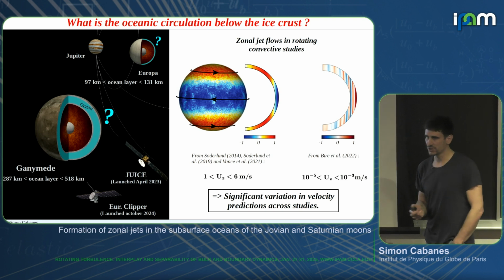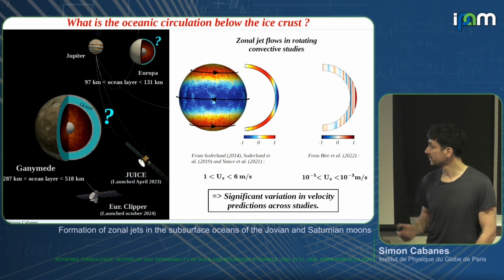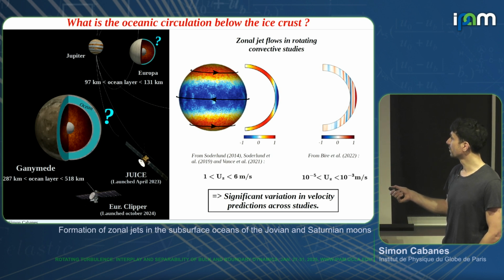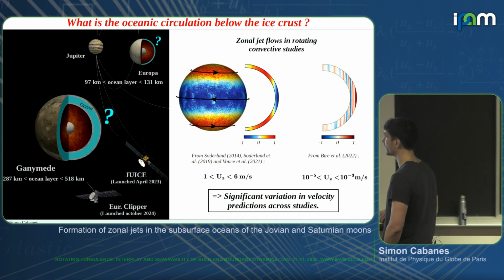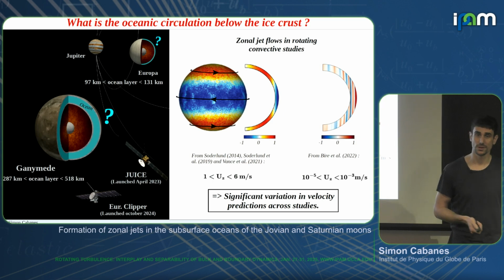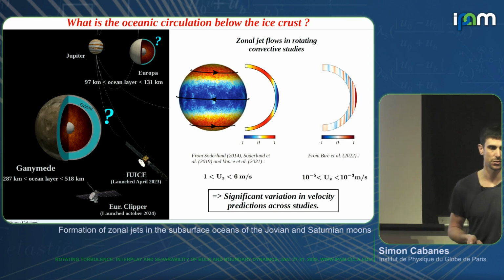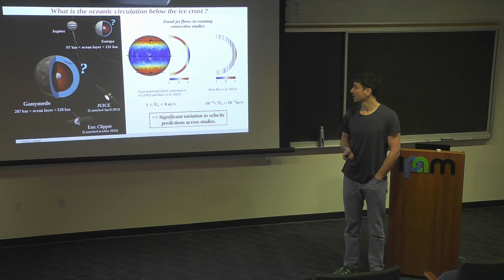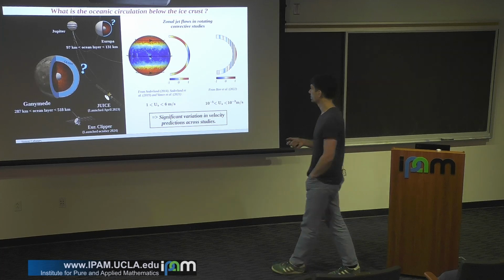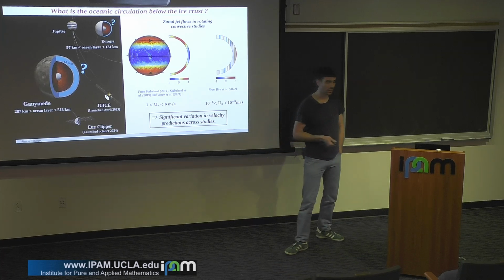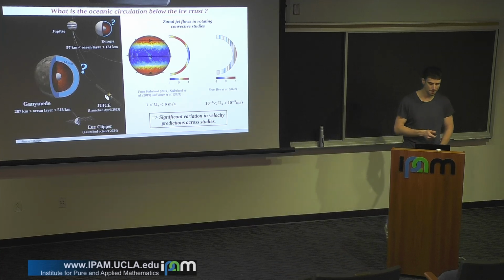However, there is still huge discrepancy across the different studies. It's difficult to attribute or to distinguish which flow pattern could belong to the different moons. It's very hard to distinguish them because it depends on the thickness of the ocean you choose for the simulation. It depends also on the boundary condition you are choosing for those simulations. So is it a two-jet solution, a multiple-jet solution? It's very hard to distinguish between them.